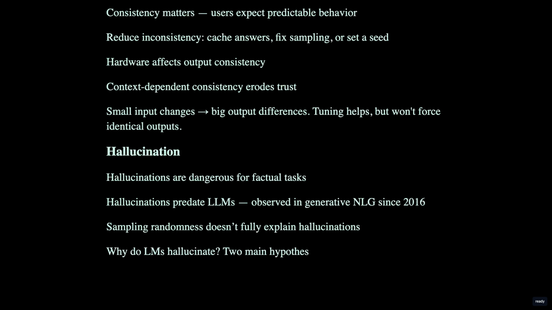You can't eliminate hallucinations until you understand their cause. Broadly, researchers propose 2 hypotheses. One blames the training signal and data: noise, gaps, or objective mismatch. The other blames the model's probabilistic next token prediction and decoding, which can produce plausible but ungrounded statements. We'll unpack each hypothesis in the next sections.